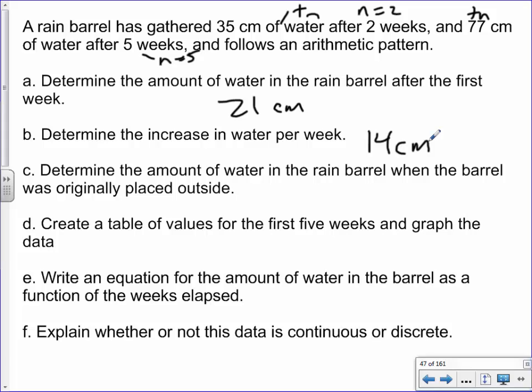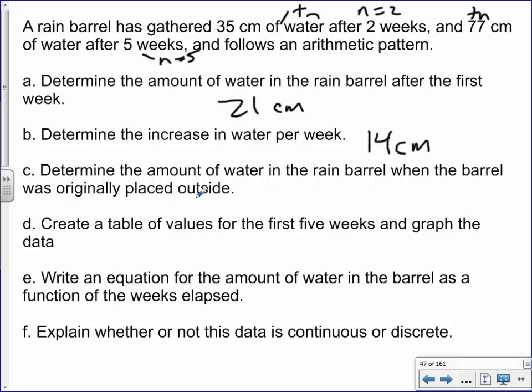Okay, now I'd like to figure out how much water was in the rain barrel when the barrel was originally placed outside. It is 7. Why? That's 21 minus 1 week. After the first week, it was 21. So therefore, before we even started, this is a fancy way of me asking you, what was the y-intercept? So apparently when the person put the barrel outside, there was actually a little bit of water in there to start. Right?